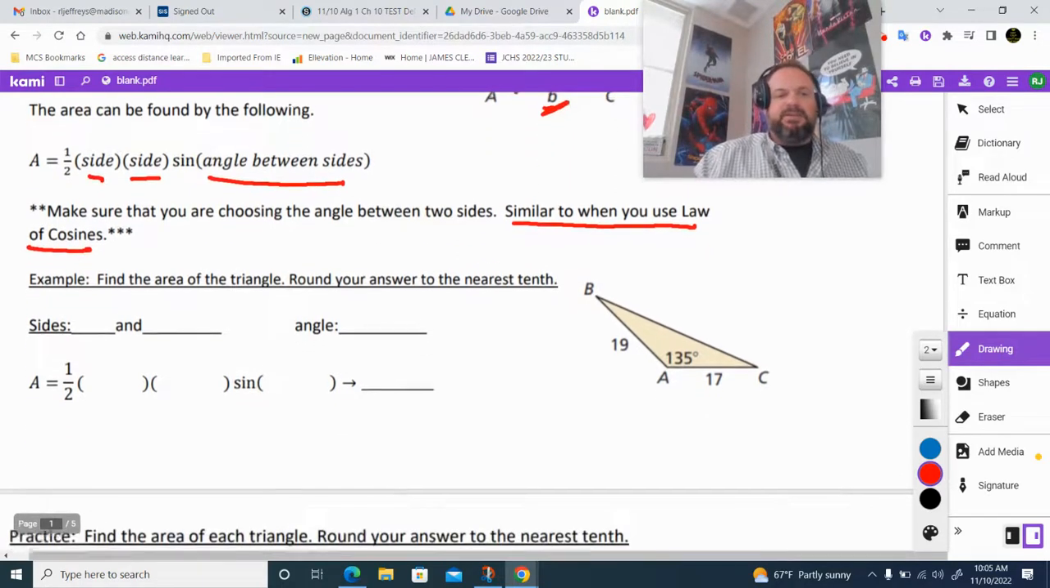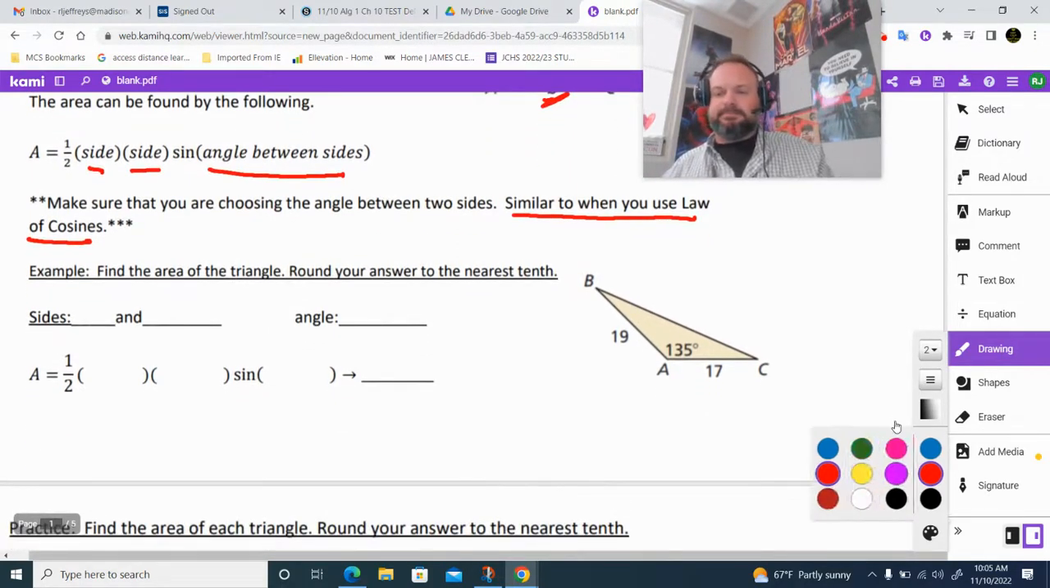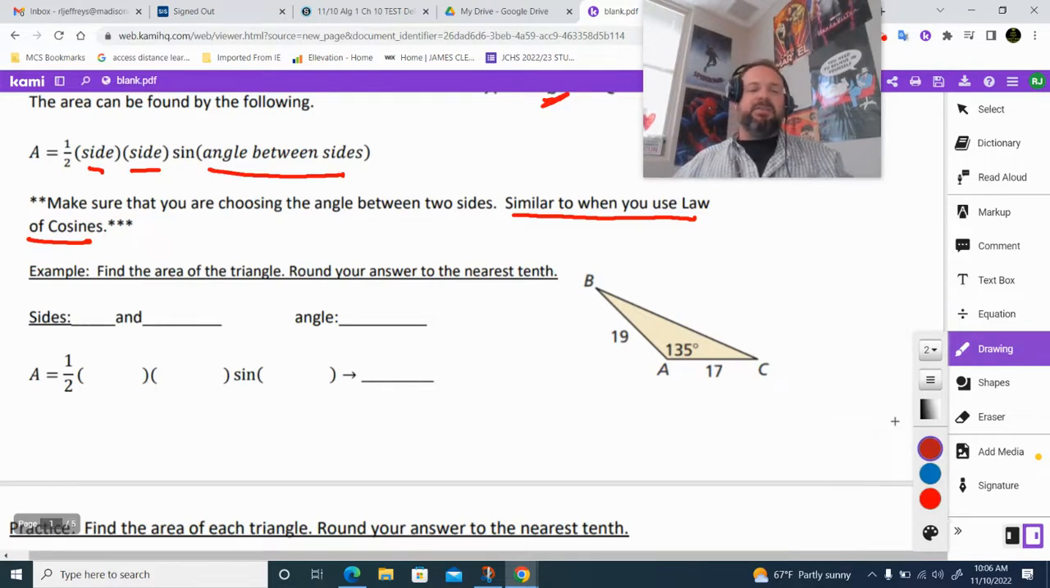All right. So on this example, I think there's like maybe 4 questions on the homework today. Yeah. All right. So find the area of a triangle, round to the nearest tenth. That's important too. Round to the nearest tenth. Okay. What are our two sides in this? Yeah, 19 and 17. Okay. What's the angle that's between them? Okay. That's the problem. So we just plug it in.